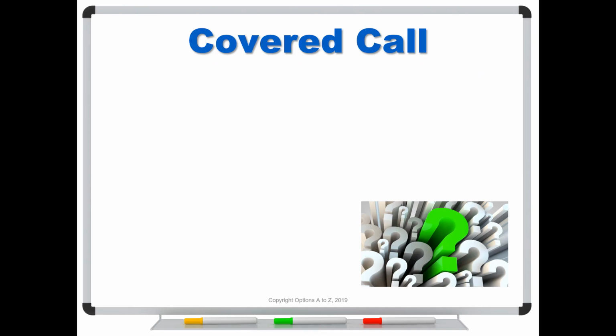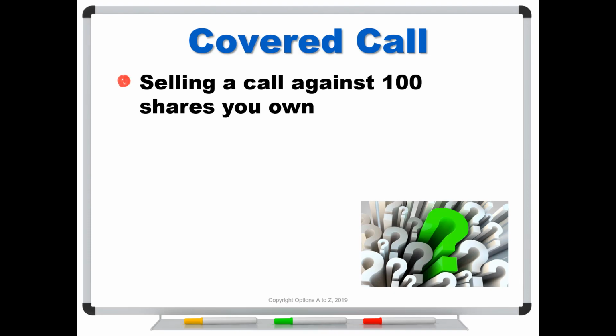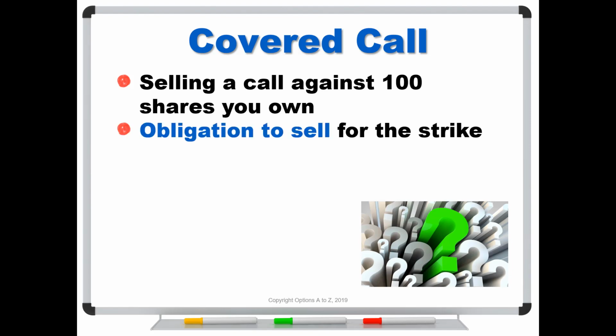the strategy is one where you own shares and then you're going to sell a call against those 100 shares. So they could be shares that you either just purchased or maybe you've had in your account for some time. But when you sell that call, you have the obligation to sell those shares for the strike price. Now, it's really a potential obligation because it depends on if the long position, the person who bought that call, actually exercises. But the main thing to understand is that as soon as you sell that option, you do have a potential obligation to sell those shares.